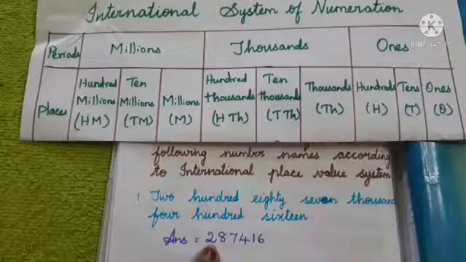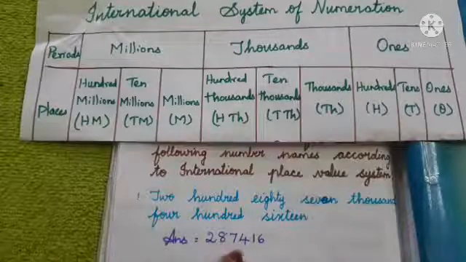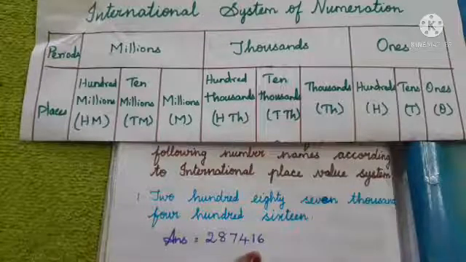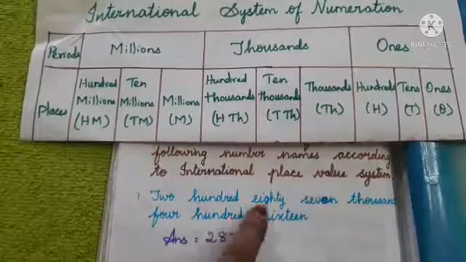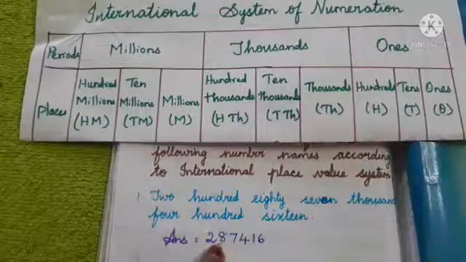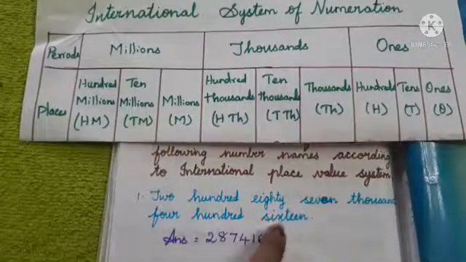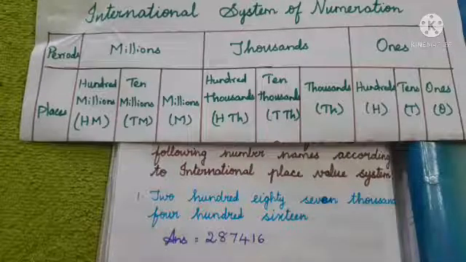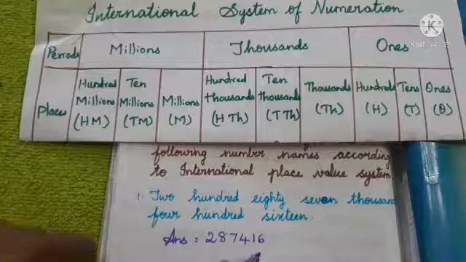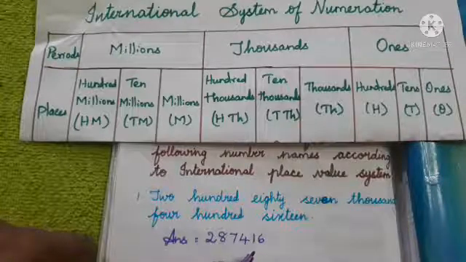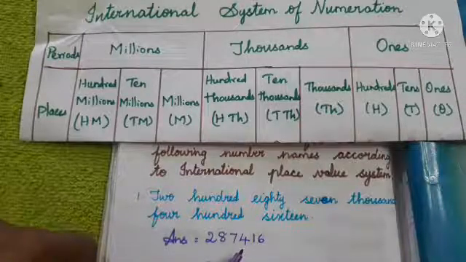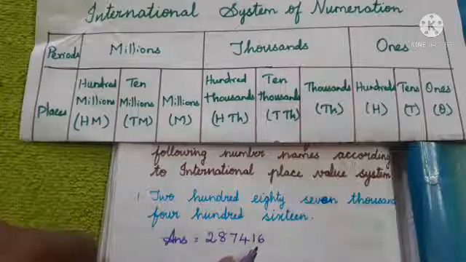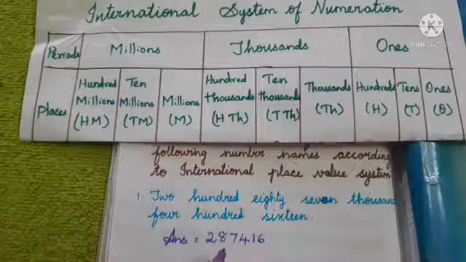So here 287,416. Understood? Next we can put the comma in the proper place. We know in the international system, the first 3 digits from the right side come under the ones period. So ones place, tens place, hundreds place. Afterwards we have to put the comma.